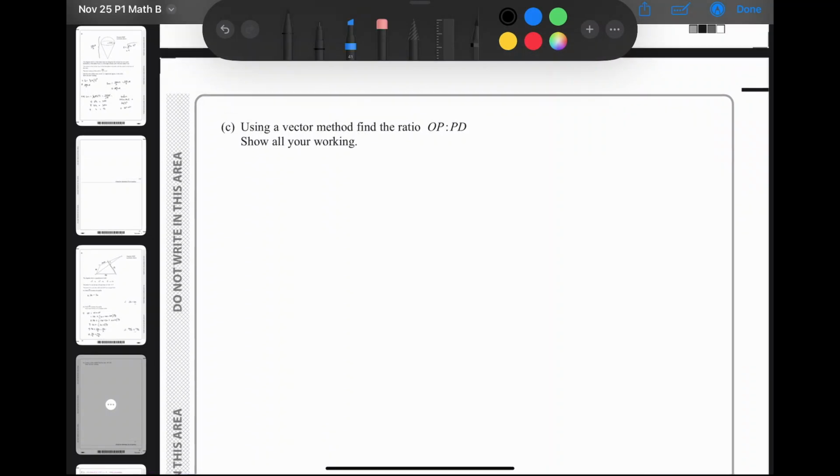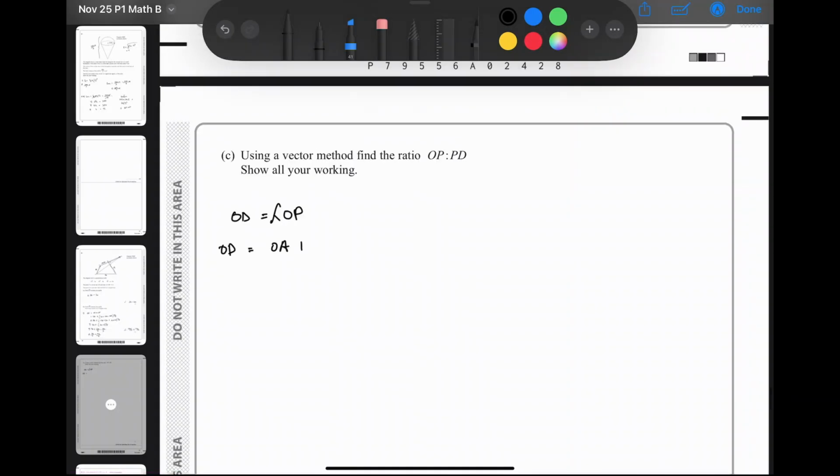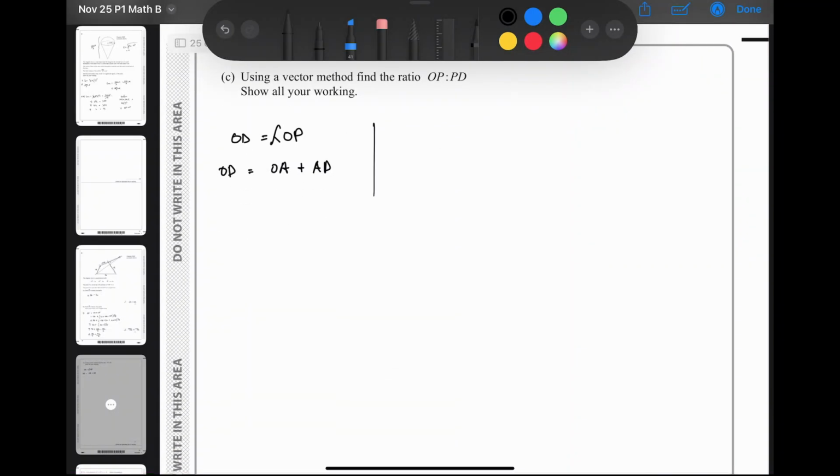Moving on to C, we need to find OP to PD. We can equalize OP with OD by multiplying OP with lambda to act as a proportional variable. Since we already have the value of OP, we will find another path of OD and equal them. We get another path of OA plus AD. Now we get AD, then put it in this.